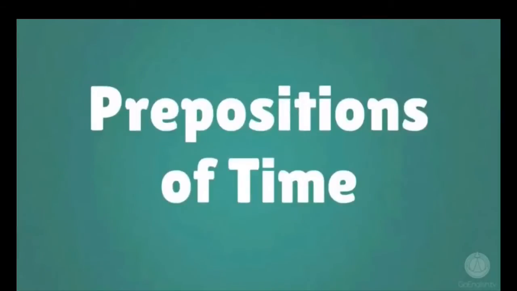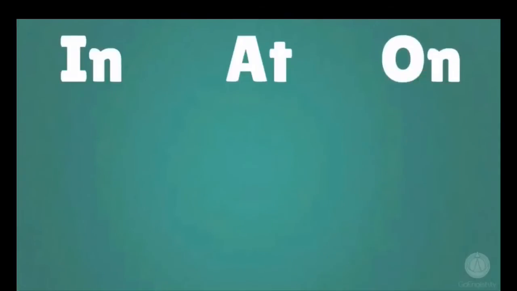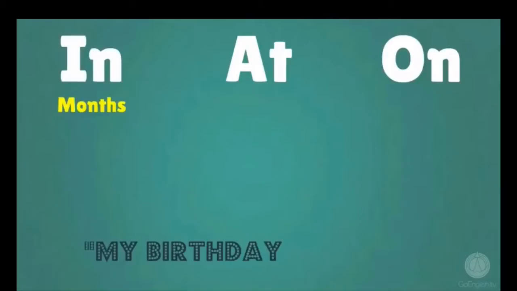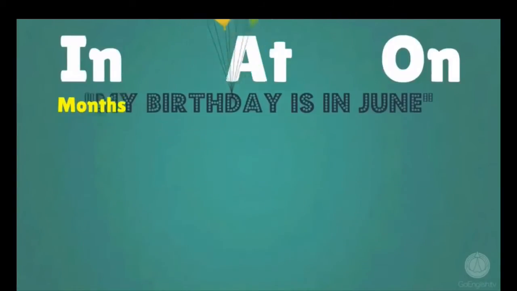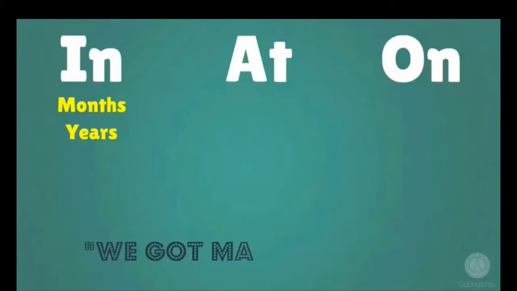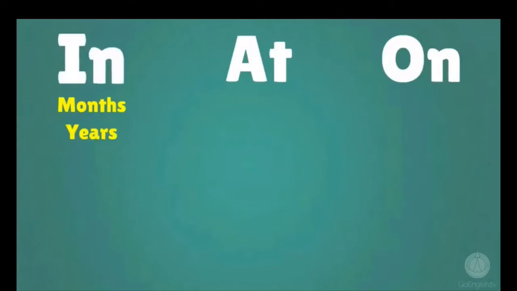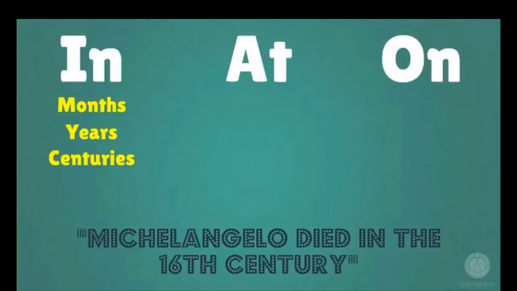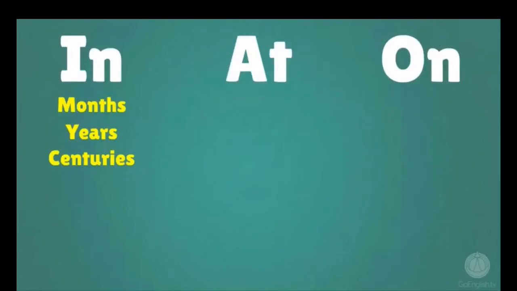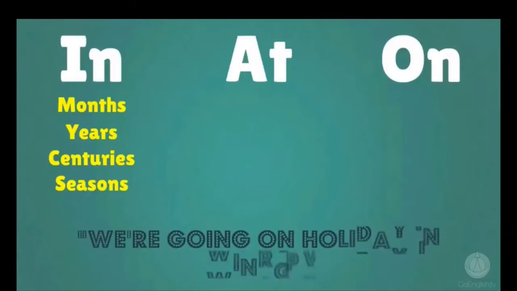Prepositions of time. What are some of the prepositions of time? In, at, on. In: months. My birthday is in June. In: years. We got married in 1993. In: centuries. Michelangelo died in the 16th century. In: seasons. We're going on holiday in winter.